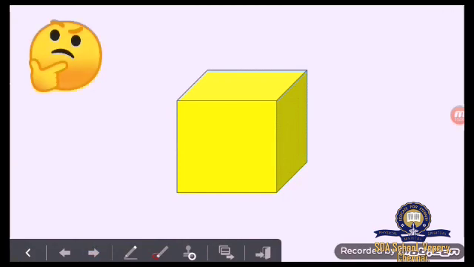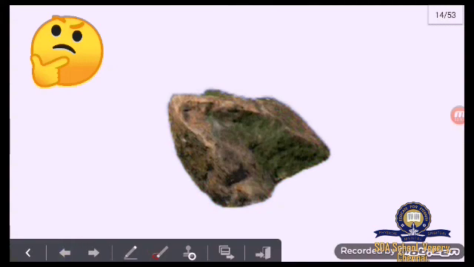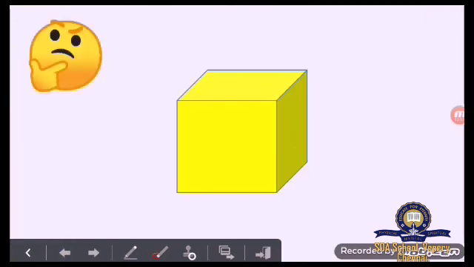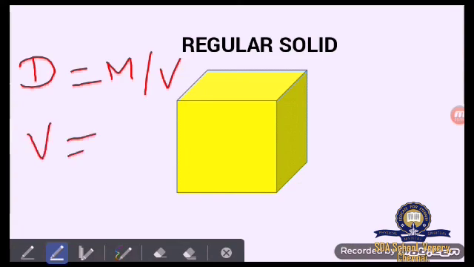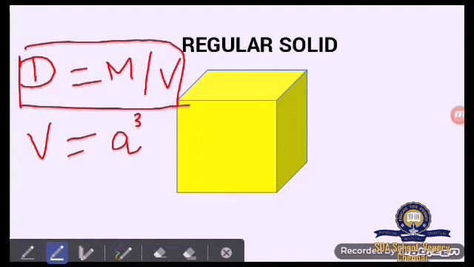So what kind of solid is this? This is a regular solid. So how will you find the density of such regular solid? You have to substitute it in the formula, right? D is equal to mass divided by volume. You can easily find the mass using the physical balance or digital balance. How will you find the volume? V is equal to a cube. You can substitute this in the formula and you can easily find out the density of such regular solid, right?